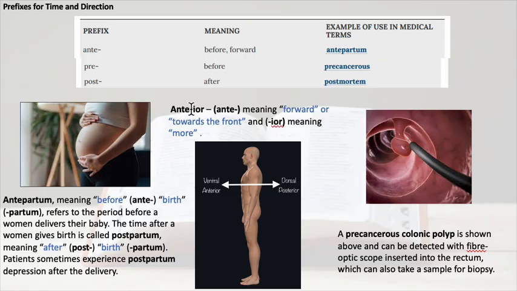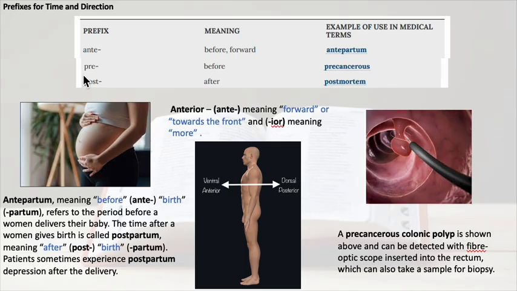Another use of the word ante: anterior, right? Ante meaning forward or before, if you will, and ior meaning more. So in this case, anterior is referring to more towards the front or forward.